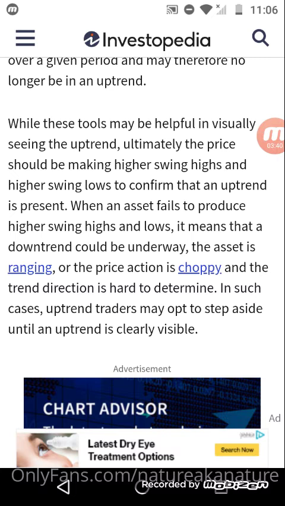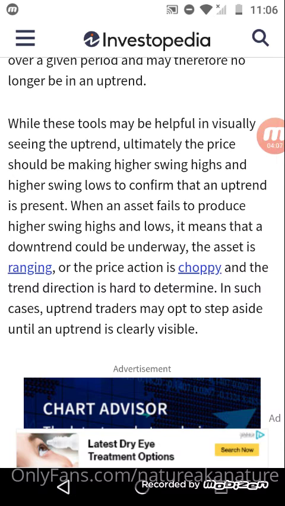Very explanatory. We already ran over double, triple, and single candlestick patterns. While these tools may be helpful in visually seeing the uptrend, ultimately the price should be making higher swing highs and higher swing lows to confirm that an uptrend is present. If it's not making higher highs and higher swing lows, which I showed y'all examples of, it's not considered an uptrend.